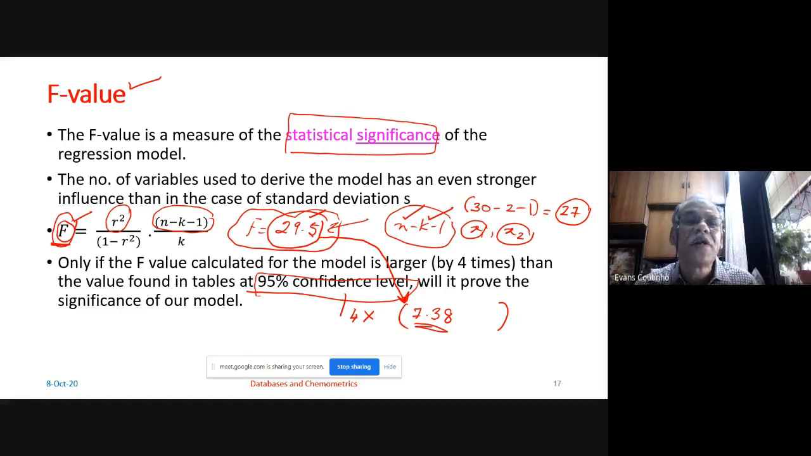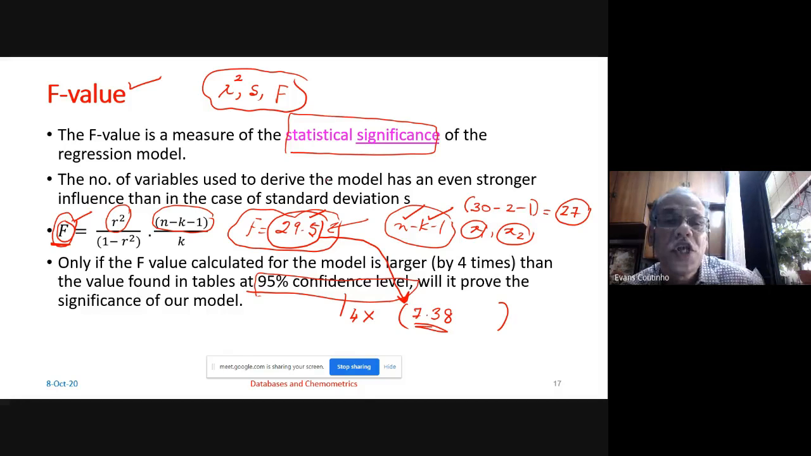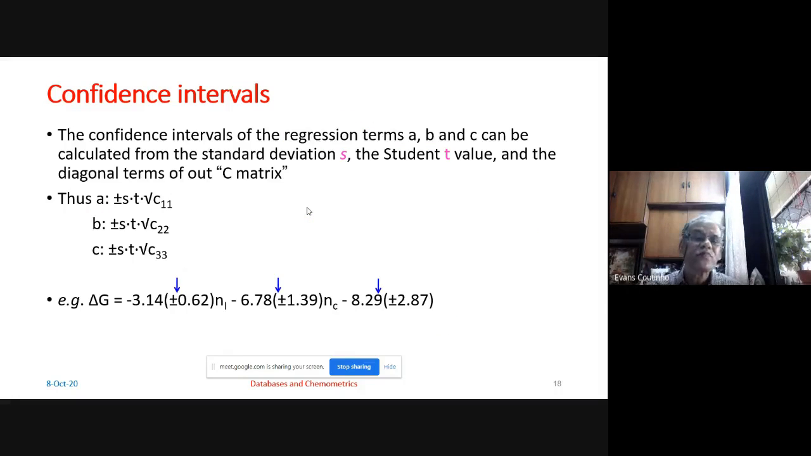So when we develop regression models, don't be content with the R square. Don't just be content with the standard deviation S. Look at the F value. All these joined together will give you confidence in how good your model is. Only when these things are combined and taken together can you be satisfied that you have developed a very good regression model.